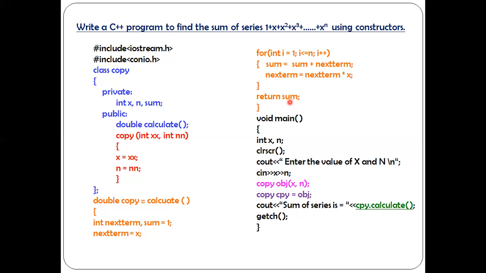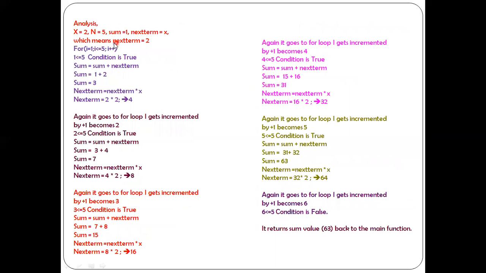Okay. Now let me take some example for x and n. X is equal to 2 and n is equal to 5. Let us go for the analysis part. So have a look at the values. X is equal to 2, n is equal to 5. Sum is a variable that is initialized as 1. Next term is equal to what? X, which means next term is equal to 2. Whatever the value of x is, the same value will be assigned to which variable? Next term. So have a look at the for loop. For I is equal to 1, I is less than or equal to n.